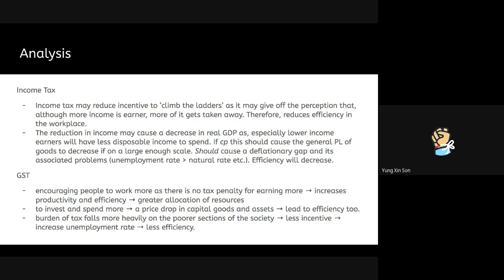However, GST will cause a heavy tax burden on middle to low income earners and increase the gap between the rich and the poor, which can lead to further frustration and anger. Therefore, it decreases the incentive to work among the lower and middle income earners, which can lead to unemployment and a decrease in efficiency.